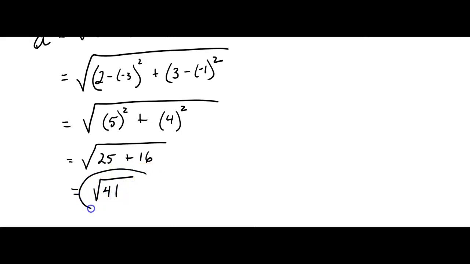Now, I would leave this unless they tell me to get an approximation on a calculator. So the distance is the square root of 41. I would leave it at that. But you could get an approximation on a calculator.